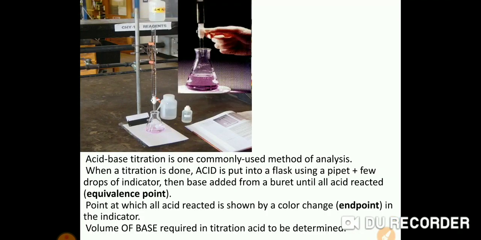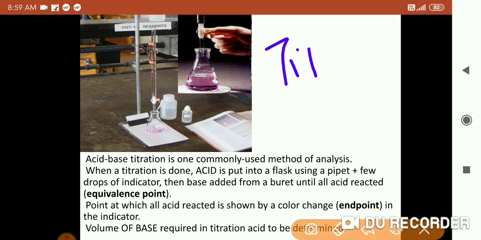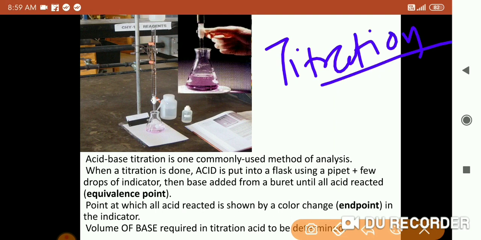Okay, let us go to the next point, that indicators are generally used in the titration process. Which process? Titration. Now titration is a type of analysis where we can identify how much acid or how much base is consumed by a given amount of acid or base. So acid base titration is one commonly used method of analysis.